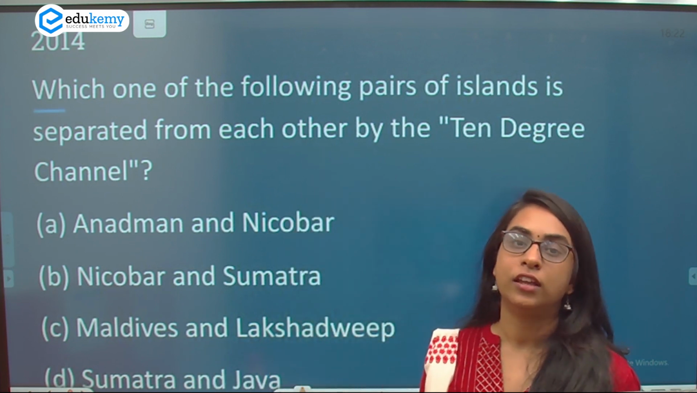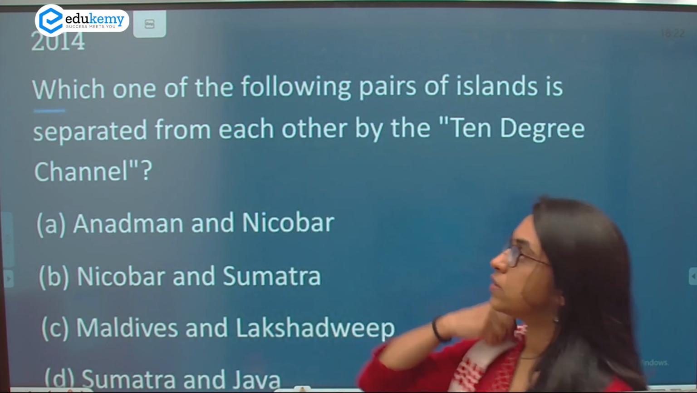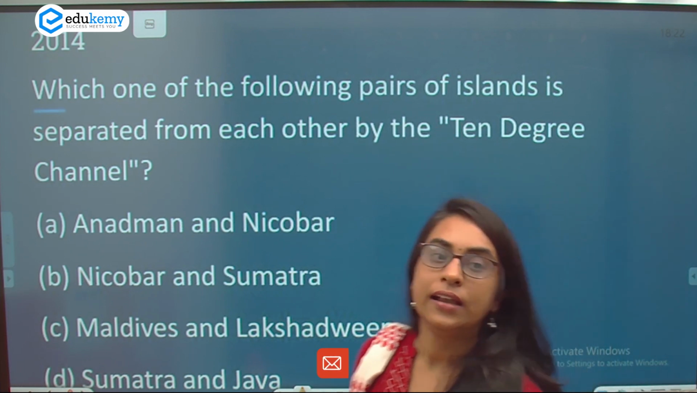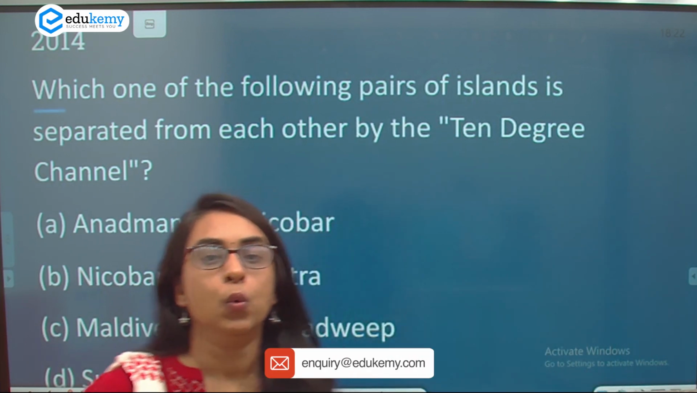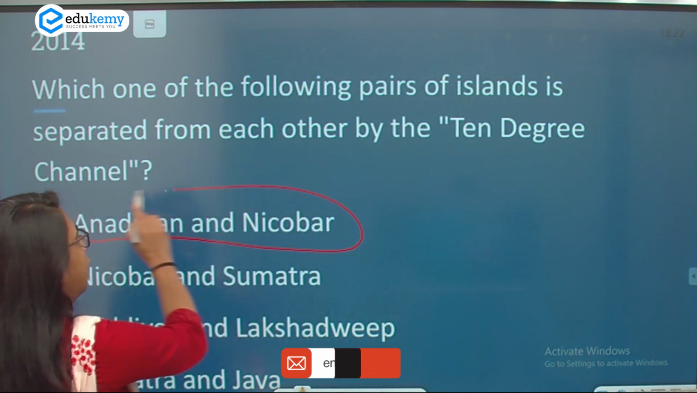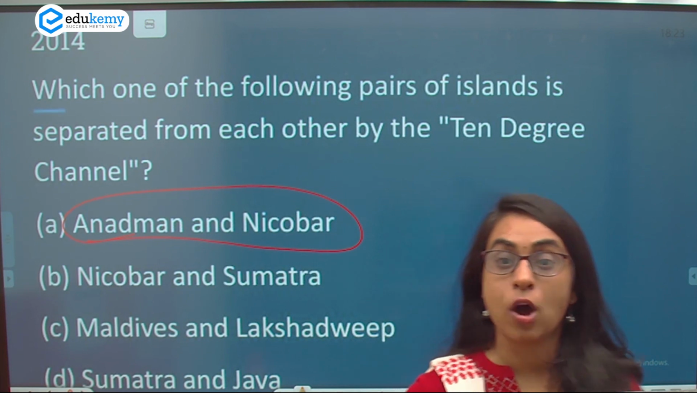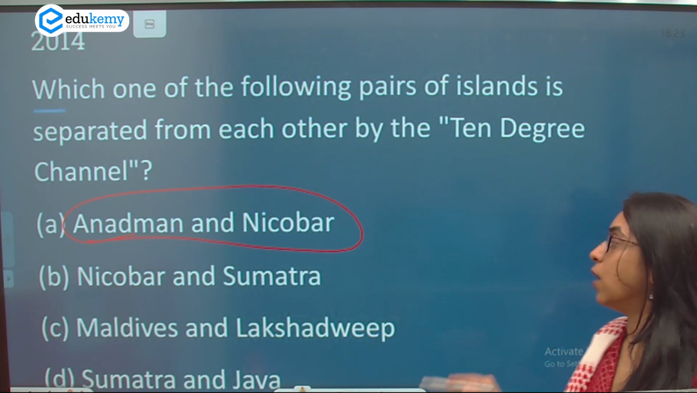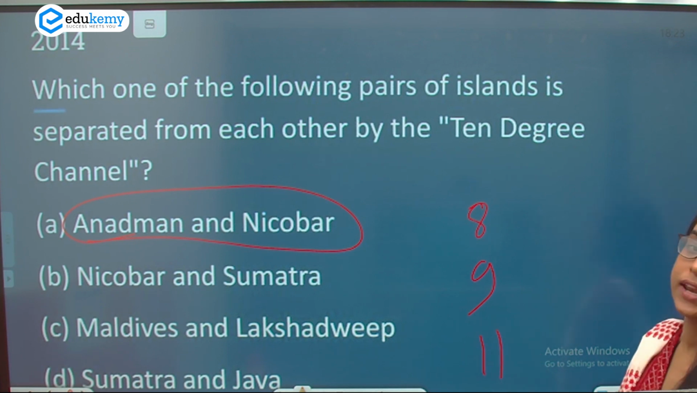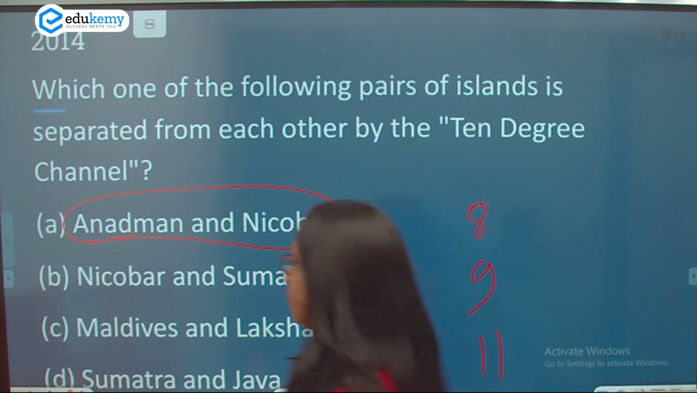Coming on to another important question from your previous year questions, the 2014 question, which is that the 10-degree channel separates which two islands? The answer I am sure most of you know is the Andaman and Nicobar. Then don't stop at the 10-degree channel. You have to analyze where is the 8-degree, where is the 9-degree, where is the 11-degree channel.